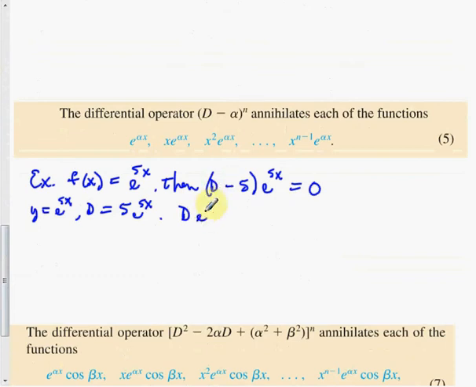This is d times e to the 5x minus 5 times e to the 5x. Just distribute the e to the 5x through the parentheses. So the differential operator on e to the 5x is 5 times e to the 5x. And that's minus 5 times e to the 5x. You get 0.